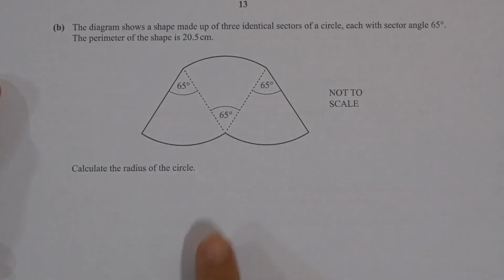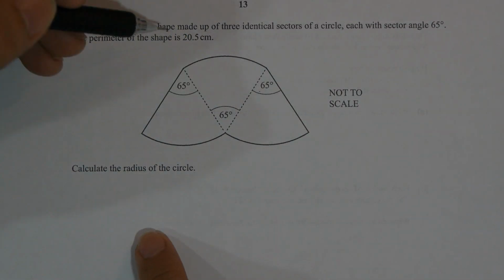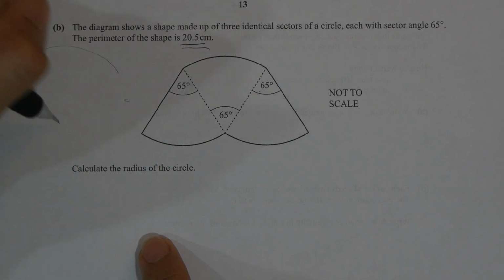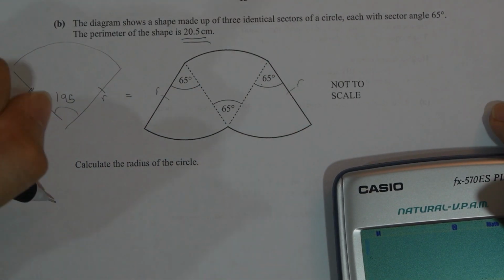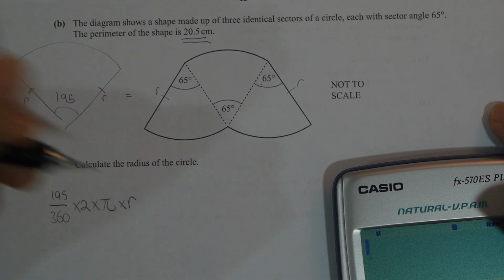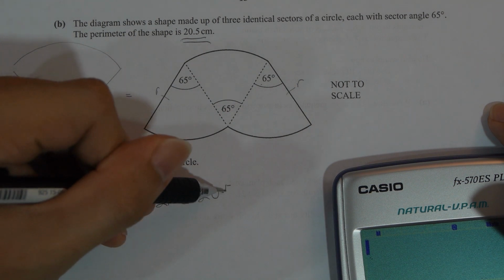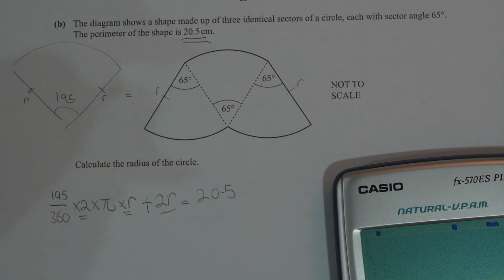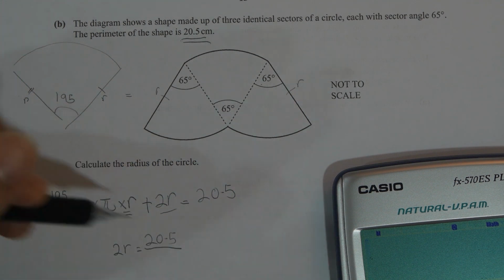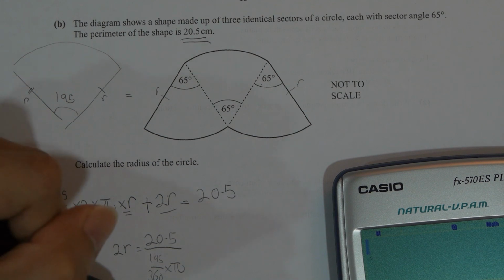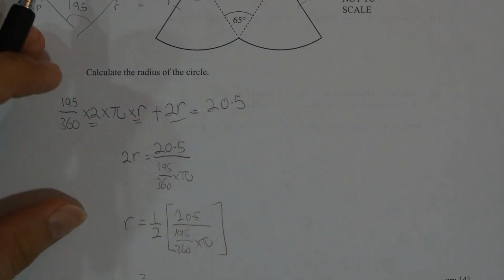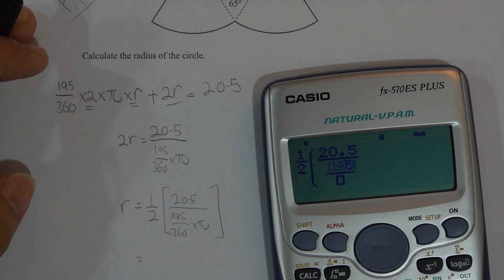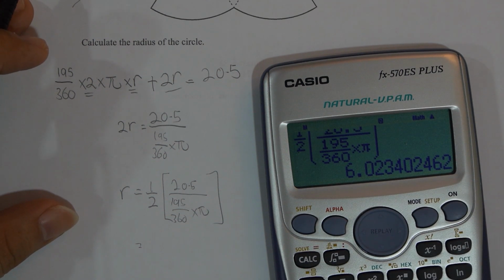The tougher part of this question is actually part B. The first thing you're required to take note of is that the perimeter was given. When it is not a full circle and it is only a sector, you are required to add 2 radius. So in my case, I set the radius as an unknown r. The total angle is actually 195. Simply take 65 times 3. So 195 divided by 360 times 2 pi r plus 2r. Students usually make mistakes here because they leave out the straight edges of the perimeter, which is 2r. So run the calculation, then you'll be able to find the final result.